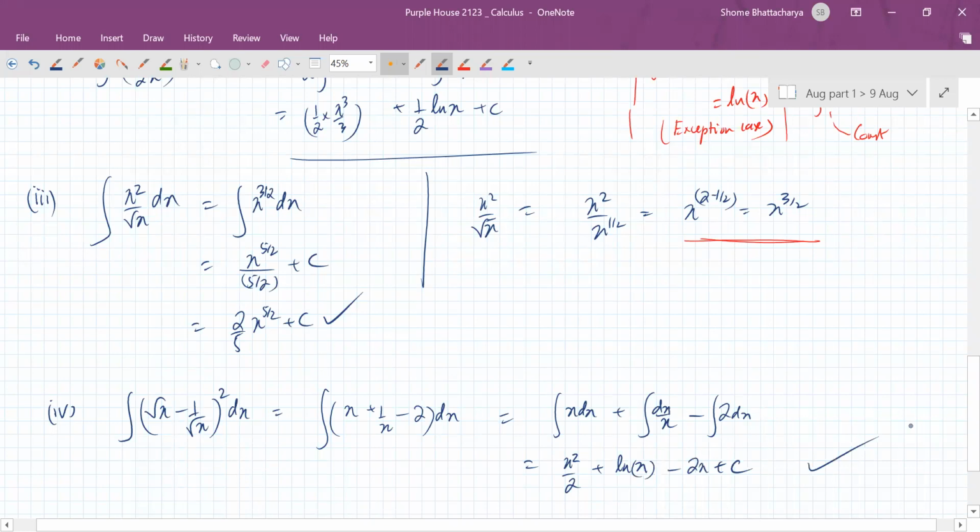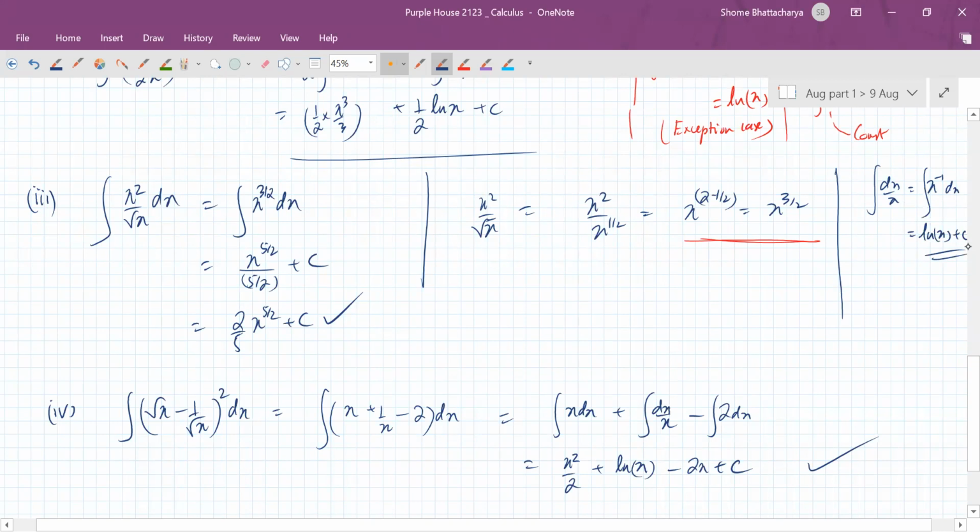Sir, for the second one, you did dx upon x ka integration. Yeah, that is the same thing as 1 by x ka integration, na? Dx upon x is the same thing as x to the power minus 1 into dx. Na? Yes, sir.